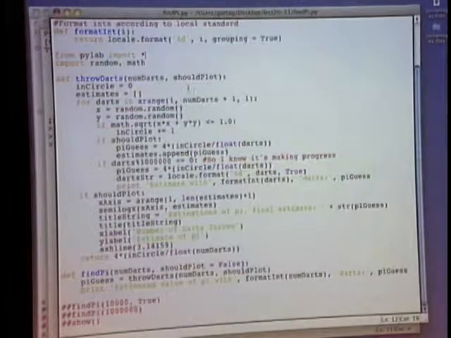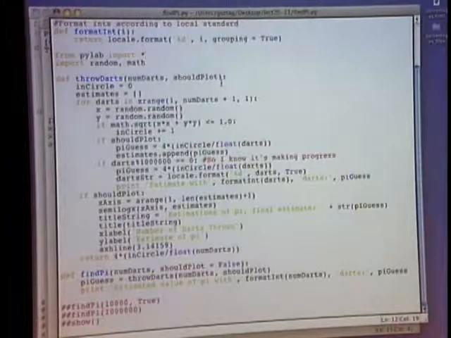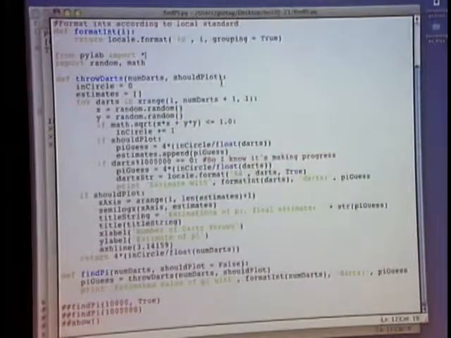And then I'm going to throw a bunch of darts. The other thing you'll notice is throw darts has a parameter called shouldPlot, and that's because when I throw a billion darts, I really don't want to try and take the time to plot a billion points. So let's first look at a little example. We'll try throwing 10,000 darts.